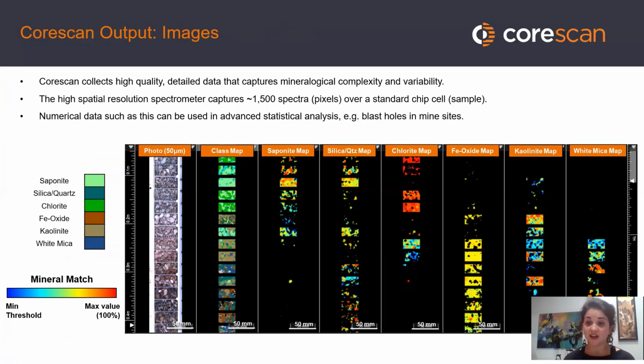So we're capturing high quality data and we're capturing mineralogical complexity, the variability. These are some examples of chips from a project, and in each chip tray we're collecting, in this case, about 1,500 spectra, or pixels rather, over these trays. Here, for example, you have a map of saponite. Here you have a map of quartz occurrences, chlorites, iron oxides, kaolinites, white micas.